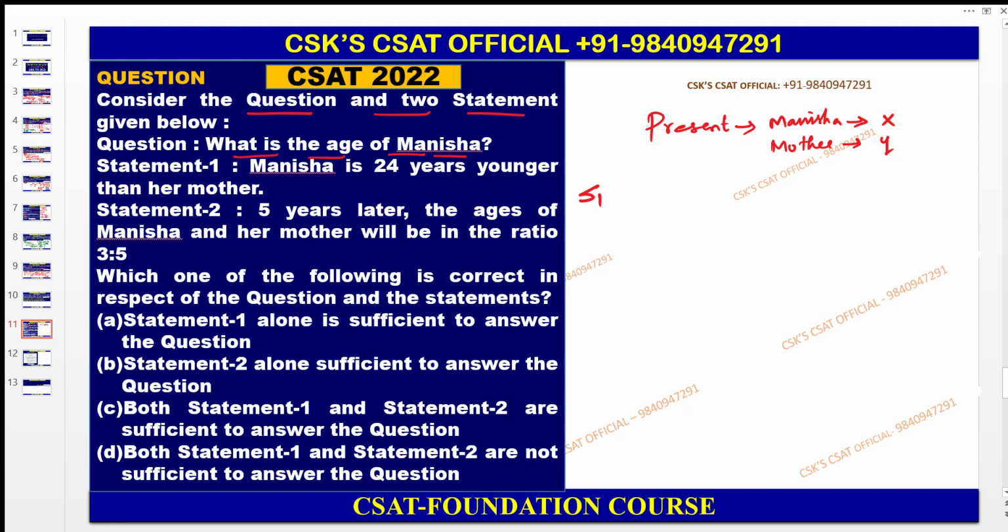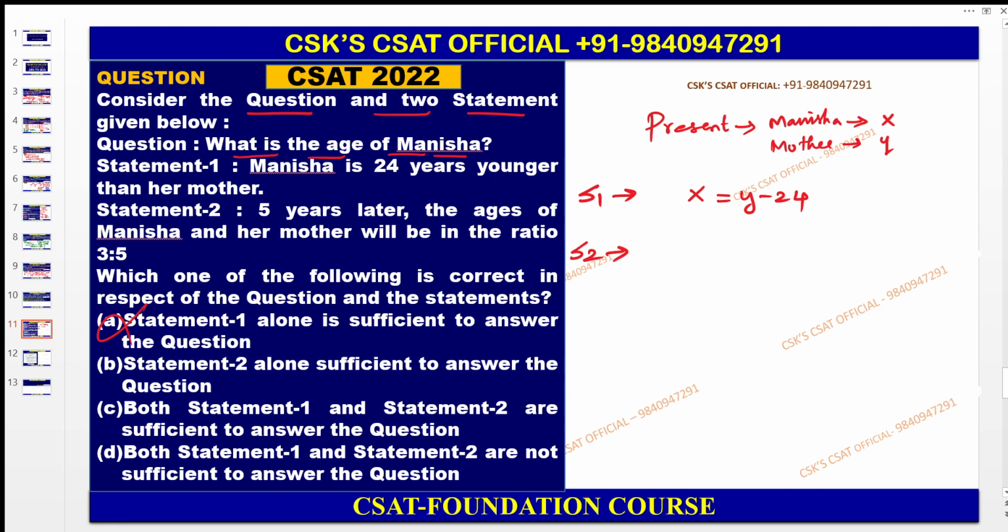Now we can go on with statement number 1. Manisha is 24 years younger than her mother. So X is equal to Y minus 24. This is the only information provided with statement number 1. With this you can't do anything. You can't say Manisha's age, because we don't know the value of her mother's age. So statement number 1 is eliminated.